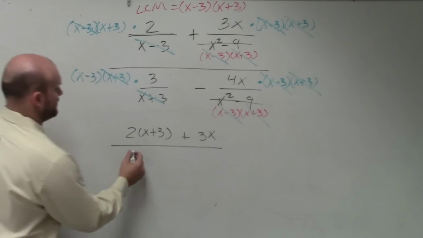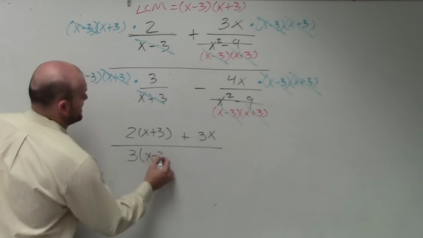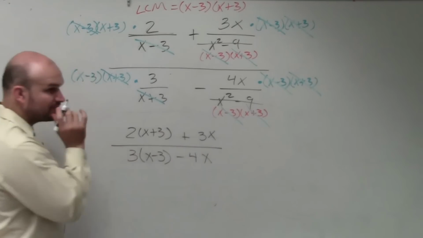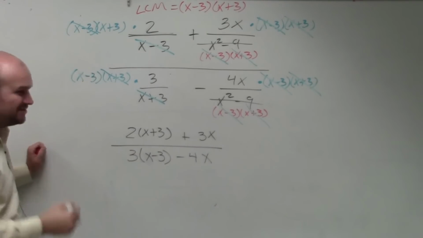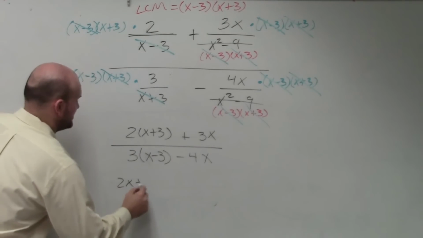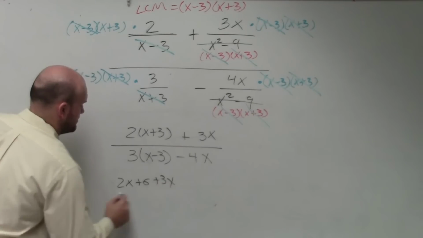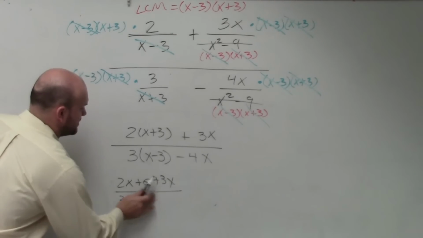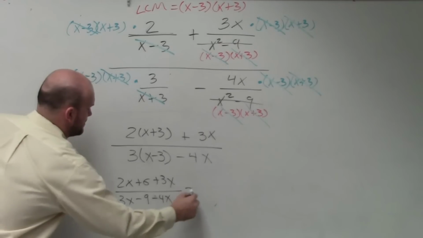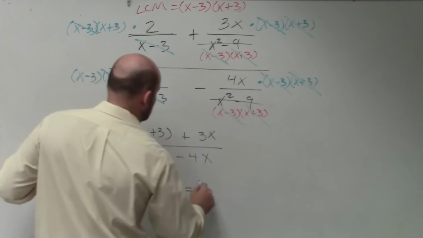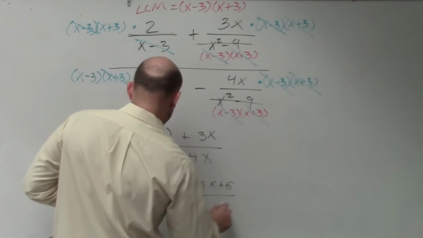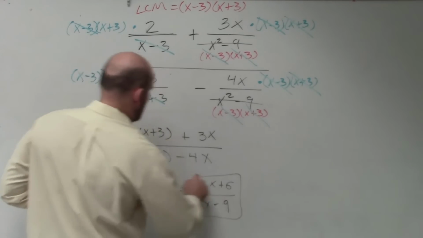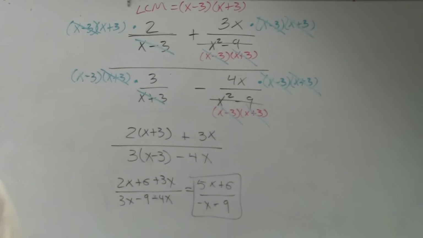Denominator, I have 3 times x minus 3 minus 4x. So we don't need to be lazy. We can do this. 2x plus 6 plus 3x over 3x minus 9 minus 4x equals 5x plus 6 over negative x minus 9. And there you go.